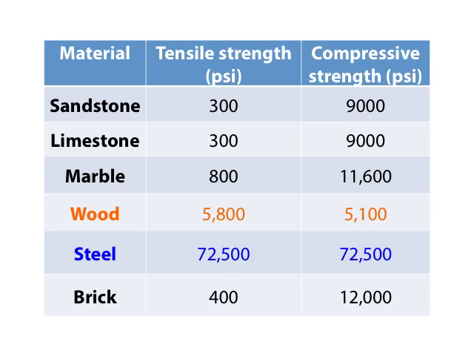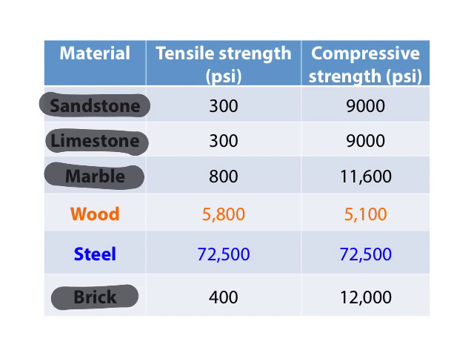So if we look at this, we see a little diagram showing some different building materials. This chart shows a number of different building materials. Let me start off by just looking at a couple. We have sandstone, limestone, marble and brick. All of these you can think of as stone.